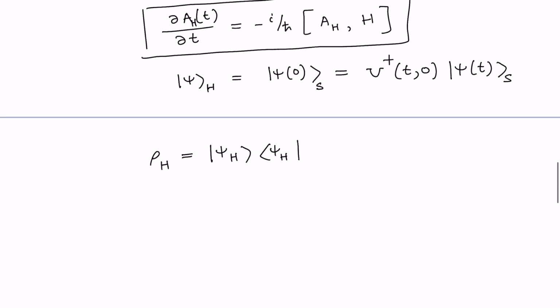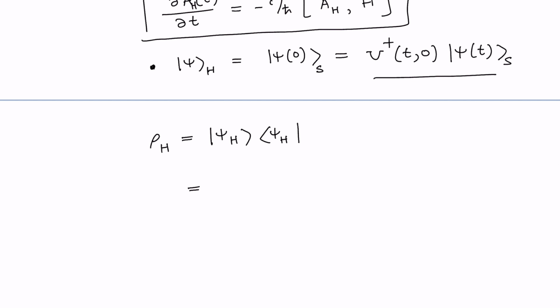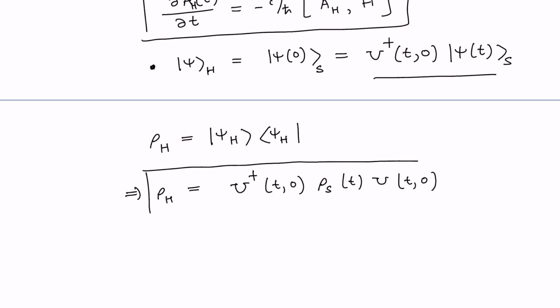So you get ket psi H, bra psi H, and if you put in this expression for psi H from here, then you are going to get rho H is equal to U dagger(t, 0) rho S of t U(t, 0). It's very easy to see, please do that. So this is the density matrix in the Heisenberg picture.